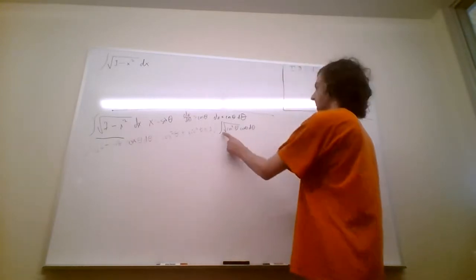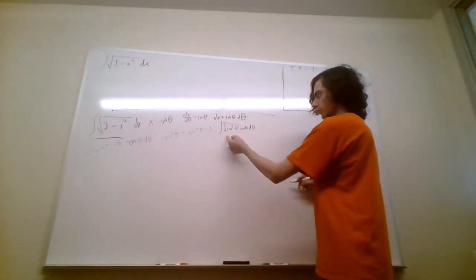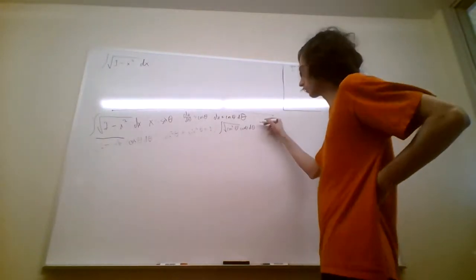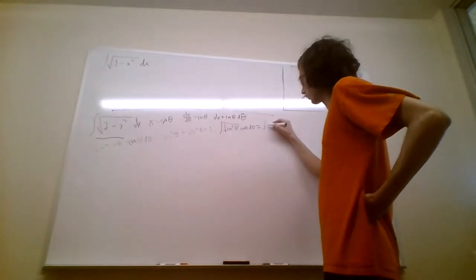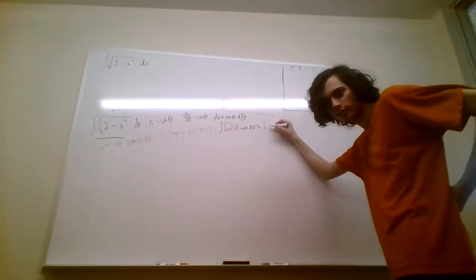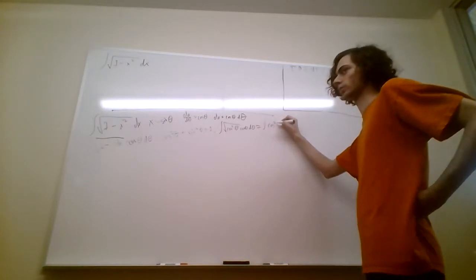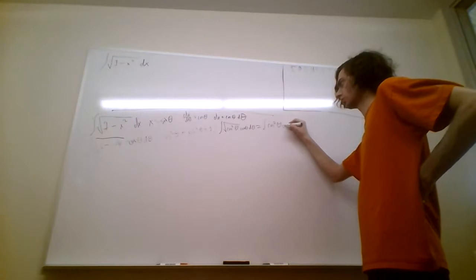Okay. The square root of cosine squared theta is just cosine theta. And cosine theta times cosine theta is cosine squared theta. So we're going to do that. The integral of cosine squared theta d theta.